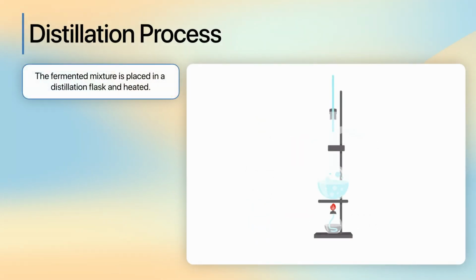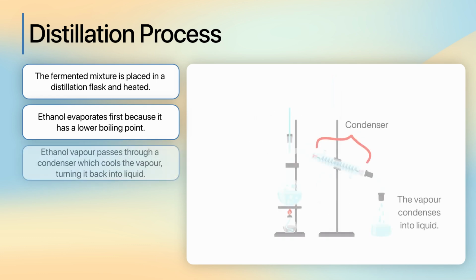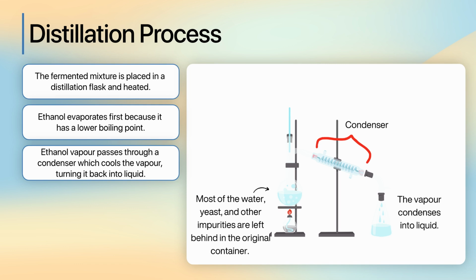Now looking at the process, the fermented mixture is placed in a distillation flask and heated. As the temperature increases, the ethanol evaporates first because it has a lower boiling point than water. The ethanol vapor then passes through a condenser, which is a piece of equipment that cools the vapor using circulating cold water. This cooling process turns the vapor back into a liquid. The condensed ethanol is collected separately in a receiving flask, leaving behind most of the water, yeast, and other impurities in the original container.